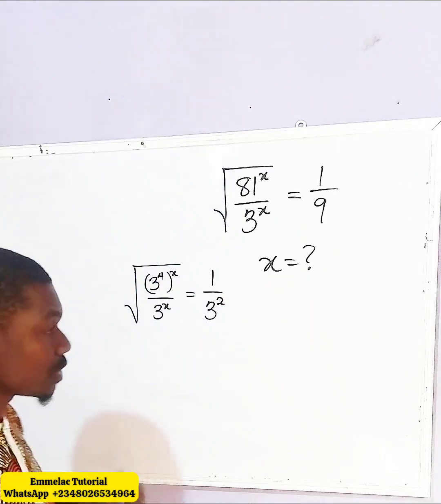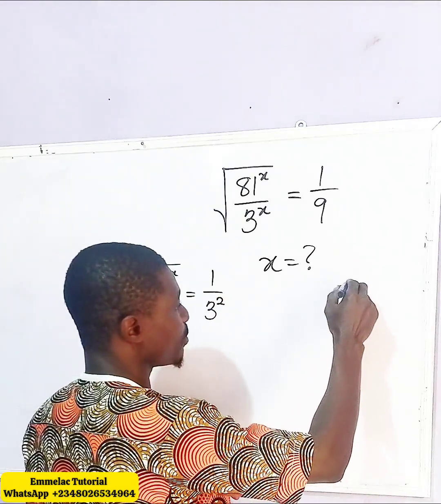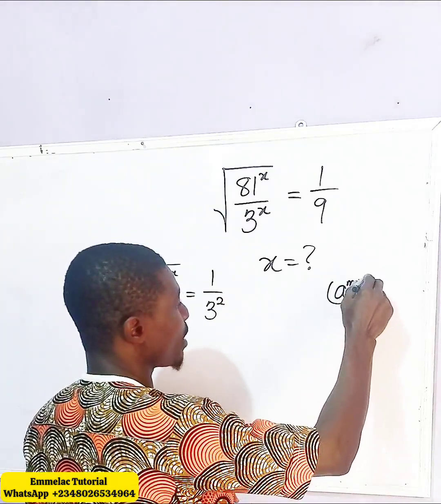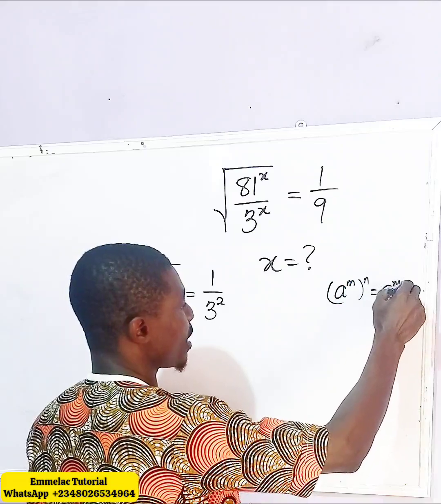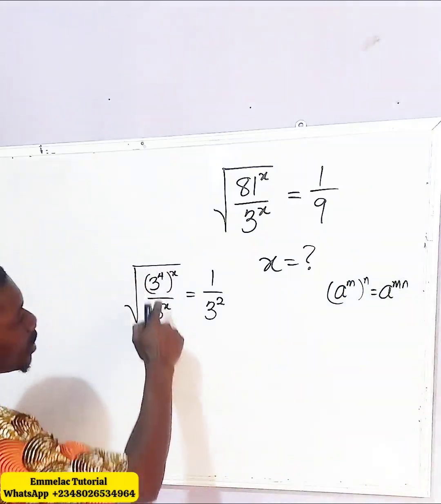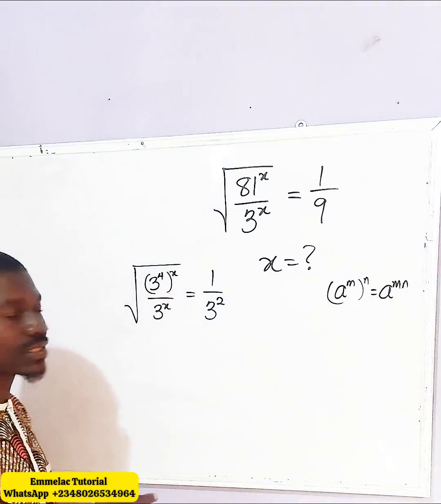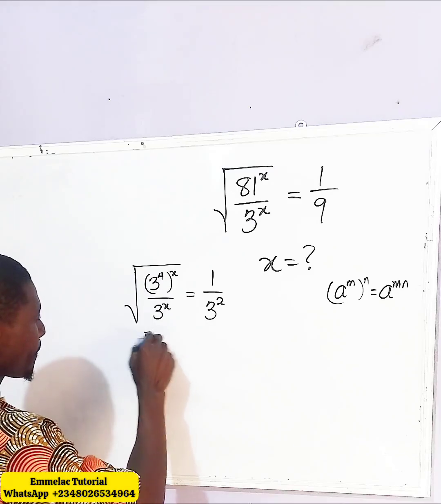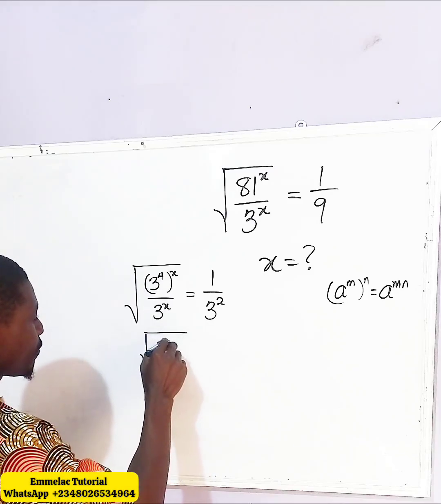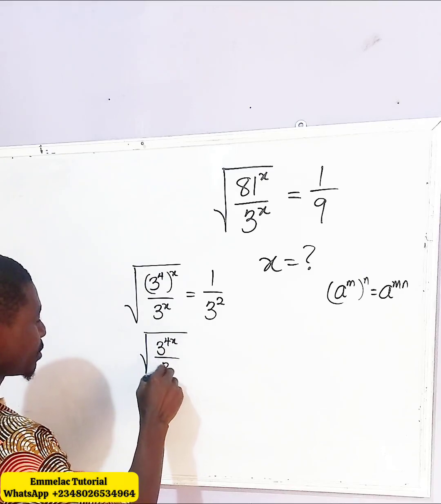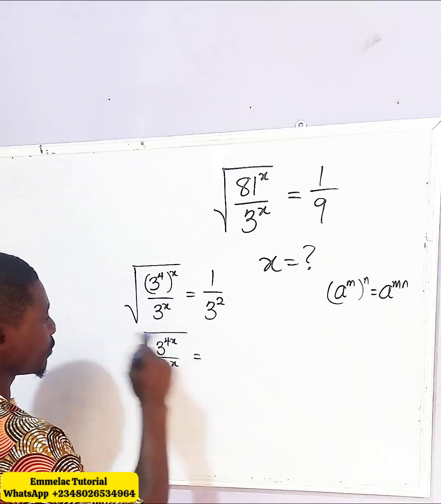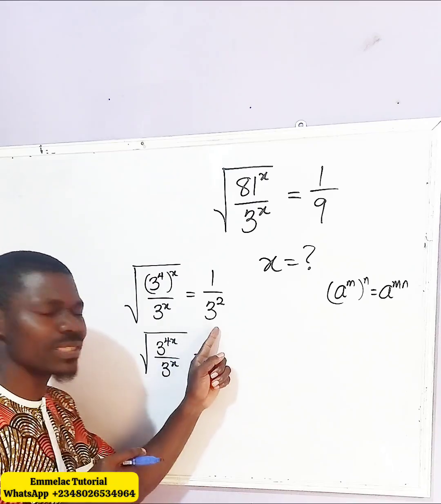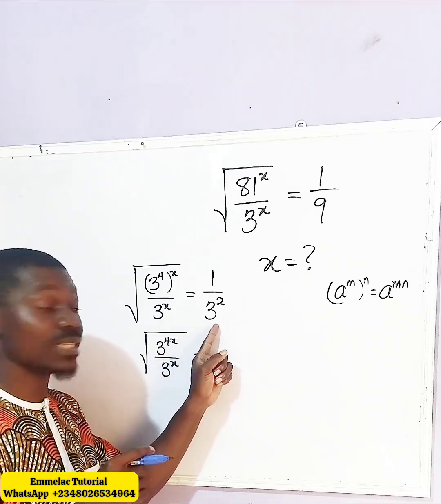Now according to the law of indices, if you have a raised to the power of m all raised to the power of n, that is the same thing as a raised to the power of mn. Which means we can multiply this, right? So we have the square root of 3 raised to the power of 4x all over 3 raised to the power of x.